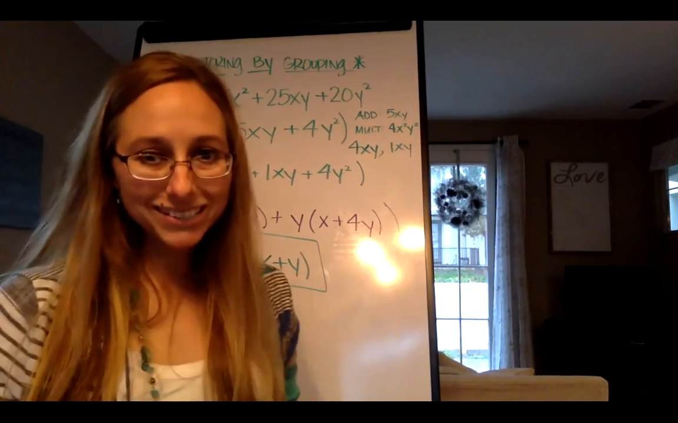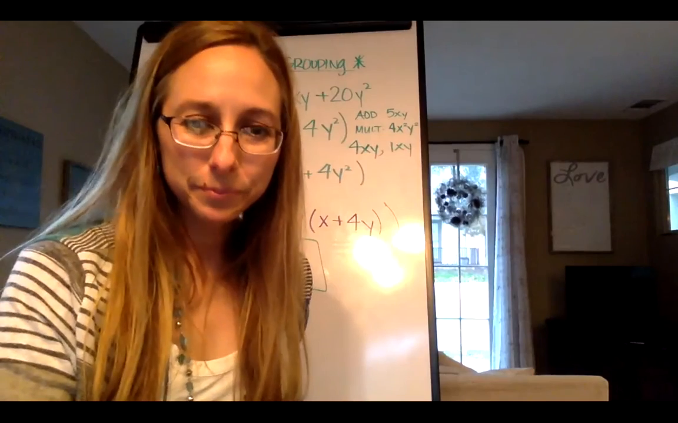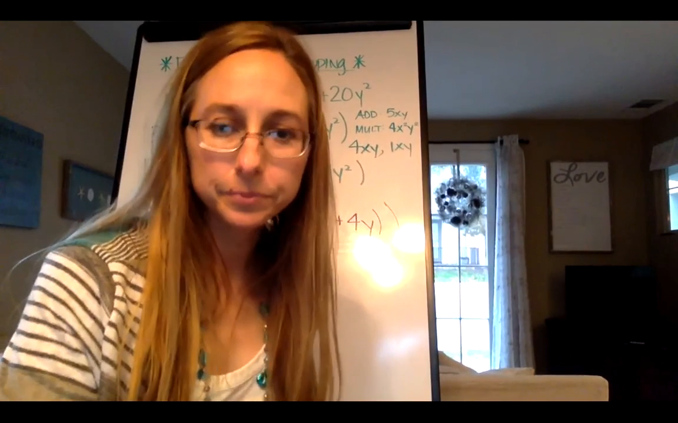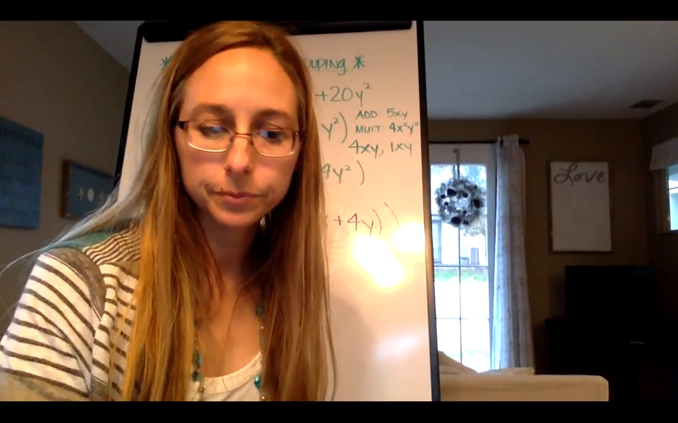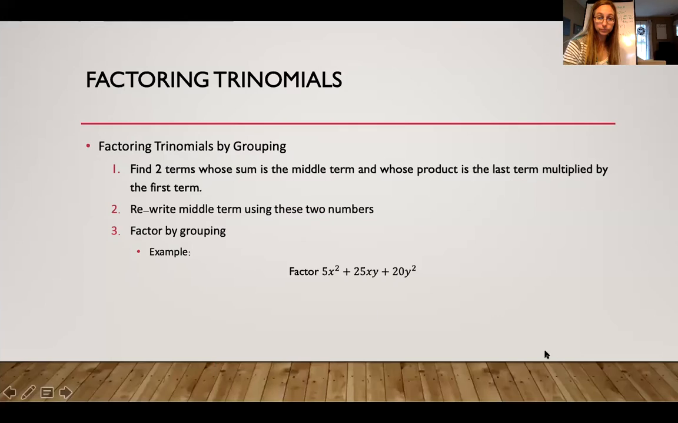Okay, one last example. Let's do it. There it is. We have 5x to the third y squared minus 10x squared y to the third minus 40xy to the fourth.